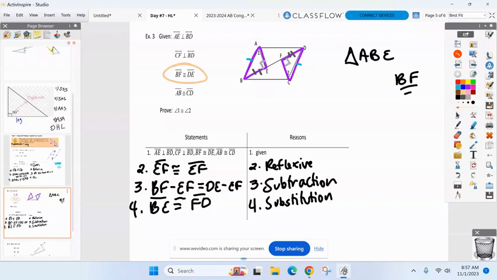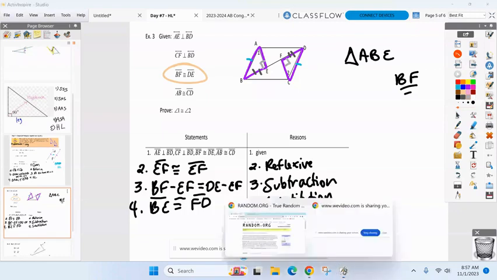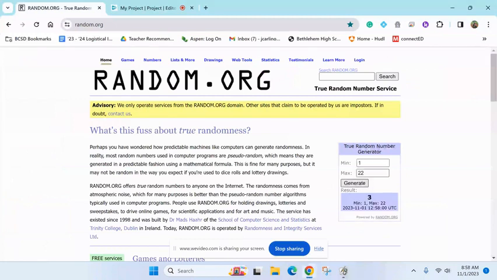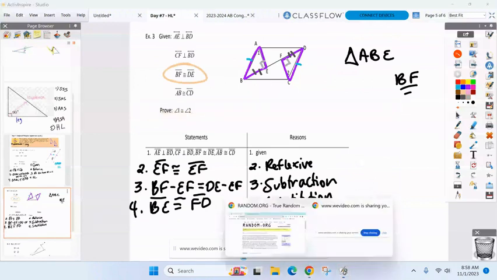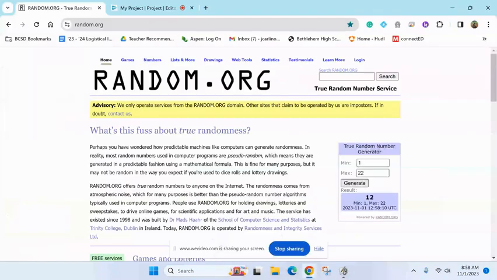Side angle side. I see two sides and an angle. Tell me why this is not side angle side. Stella, why isn't this side angle side? The right angle is not in between the sides. So that's why side angle side is ruled out. All right, next question. I still need a method here.